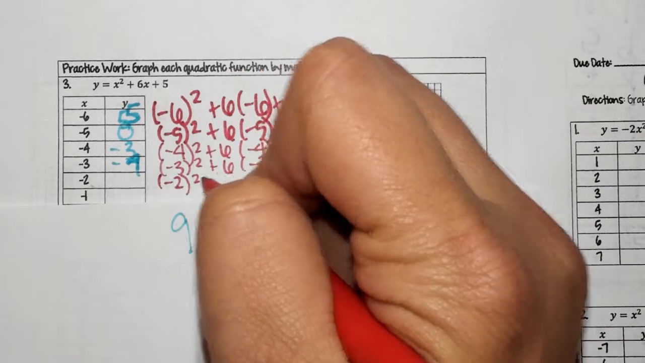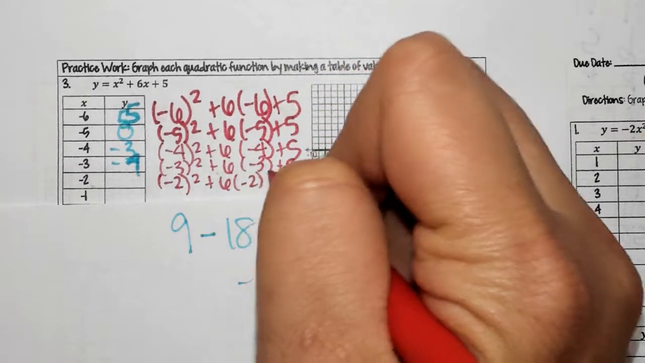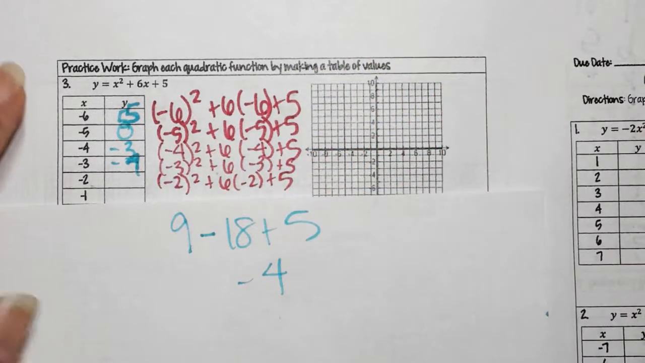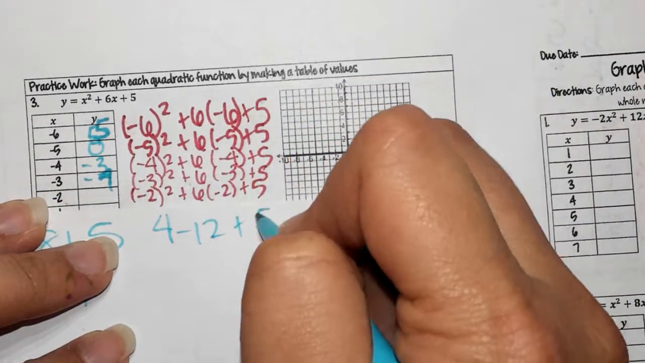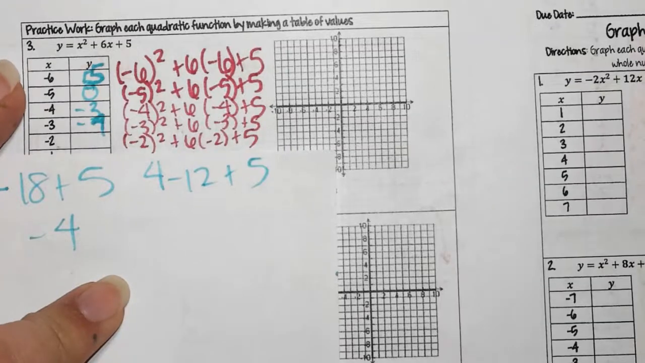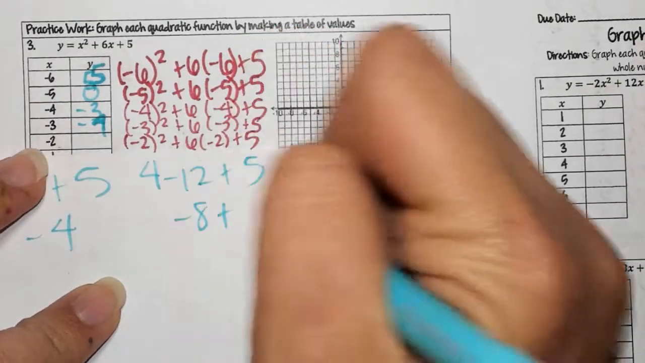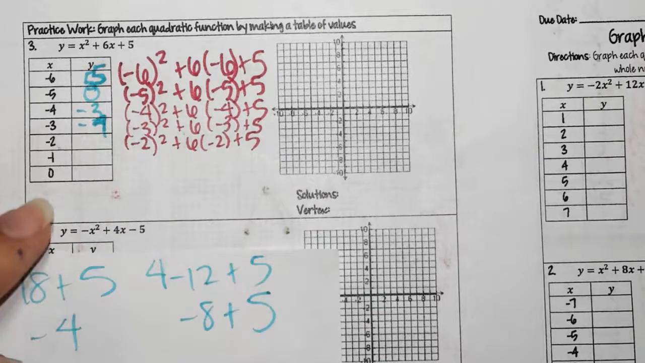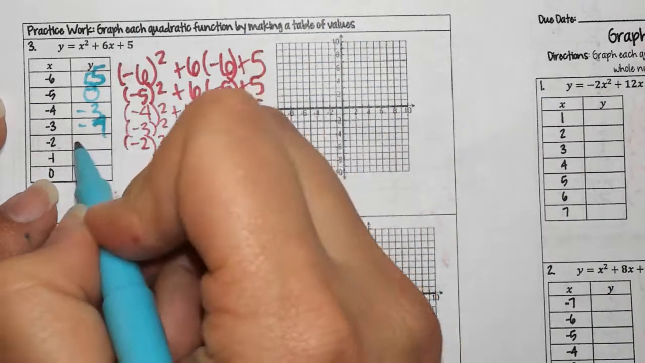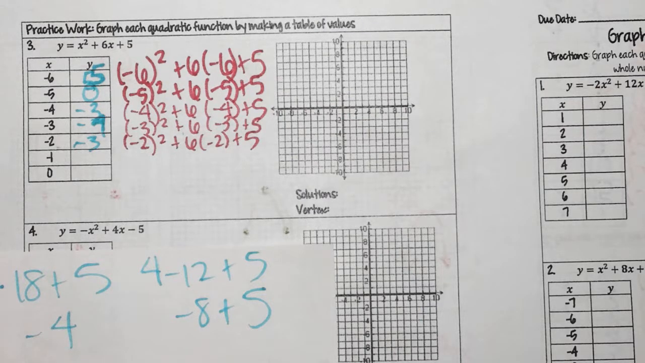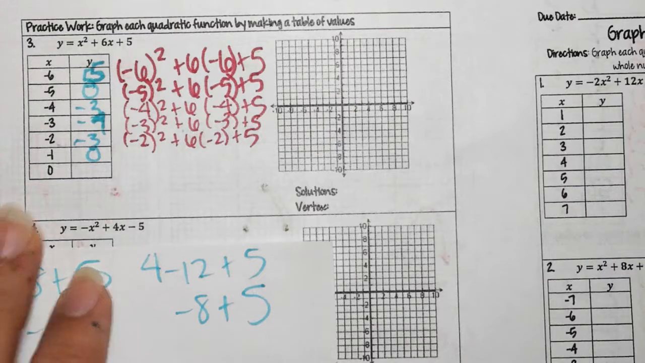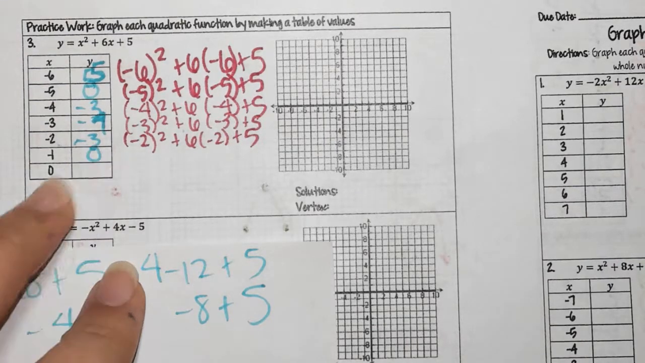All right, negative 2 quantity squared plus 6 times negative 2 plus 5. What is negative 2 squared? 4. What is 6 times negative 2? Negative 12, plus 5. Alright, what is 4 minus 12? Negative 8. And what's negative 8 plus 5? Negative 3. Now wait, what's happening? It's going back up. So what would negative 1 be if it's going back up? 0. That's the next one. We don't have to work it out. And if we plugged in 0, what would we get?